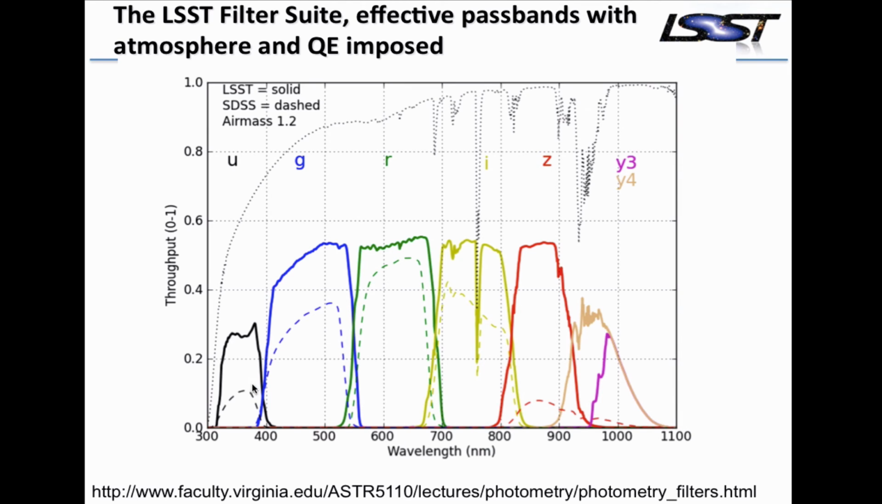And so this is a map of the filter pass bands multiplied by a canonical atmospheric transmission function times the quantum efficiency of the detectors, just to give you a sense.